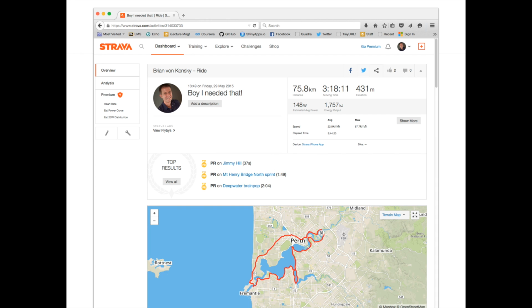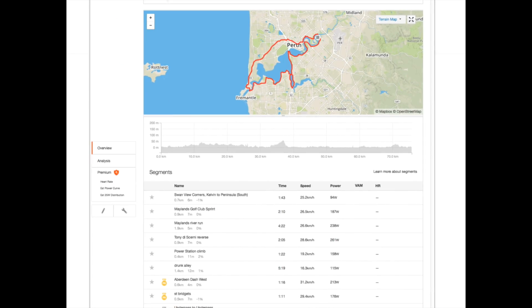Here you see data for a typical journey around the Swan River near Perth and Fremantle. The time taken on short named segments of this route is shown, along with a few personal bests. A cyclist can compare one ride to another and see the rides of their friends.